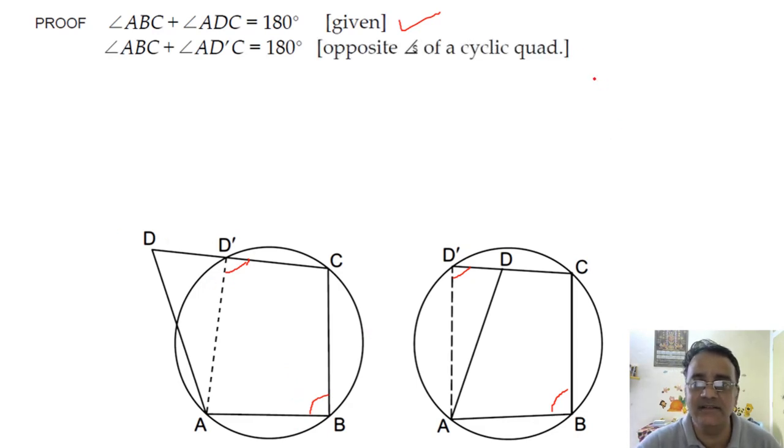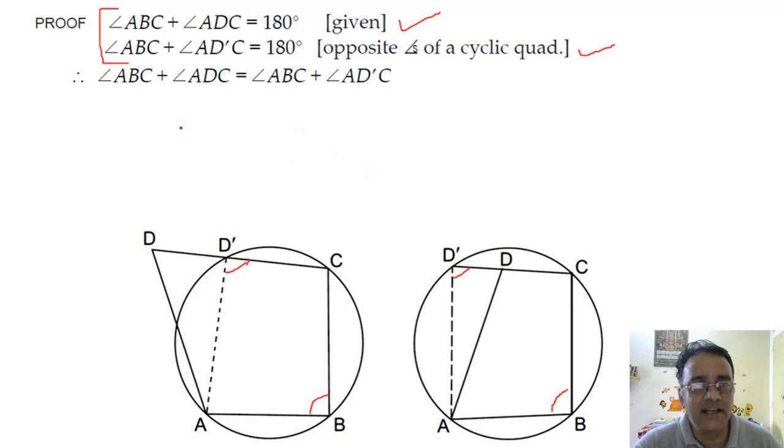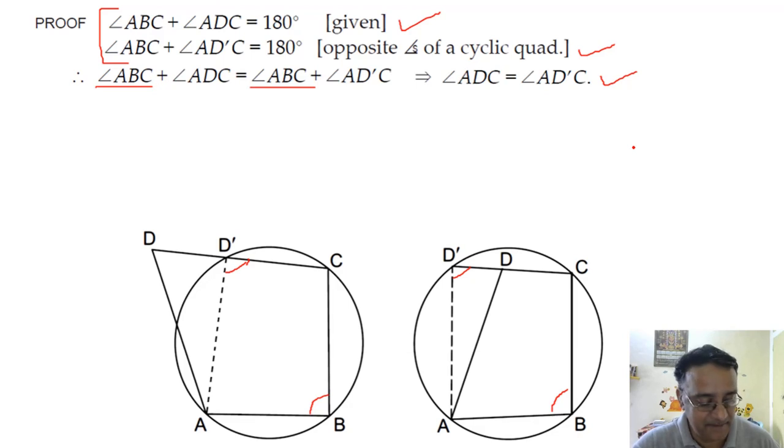Is this step clear? Yes, sir. Okay. Now from these two, we can conclude that angle ABC plus angle ADC is equal to angle ABC plus angle AD dash C. What is the same angle on both sides? Angle ABC. That we will eliminate. So we'll get angle ADC equal to angle AD dash C.